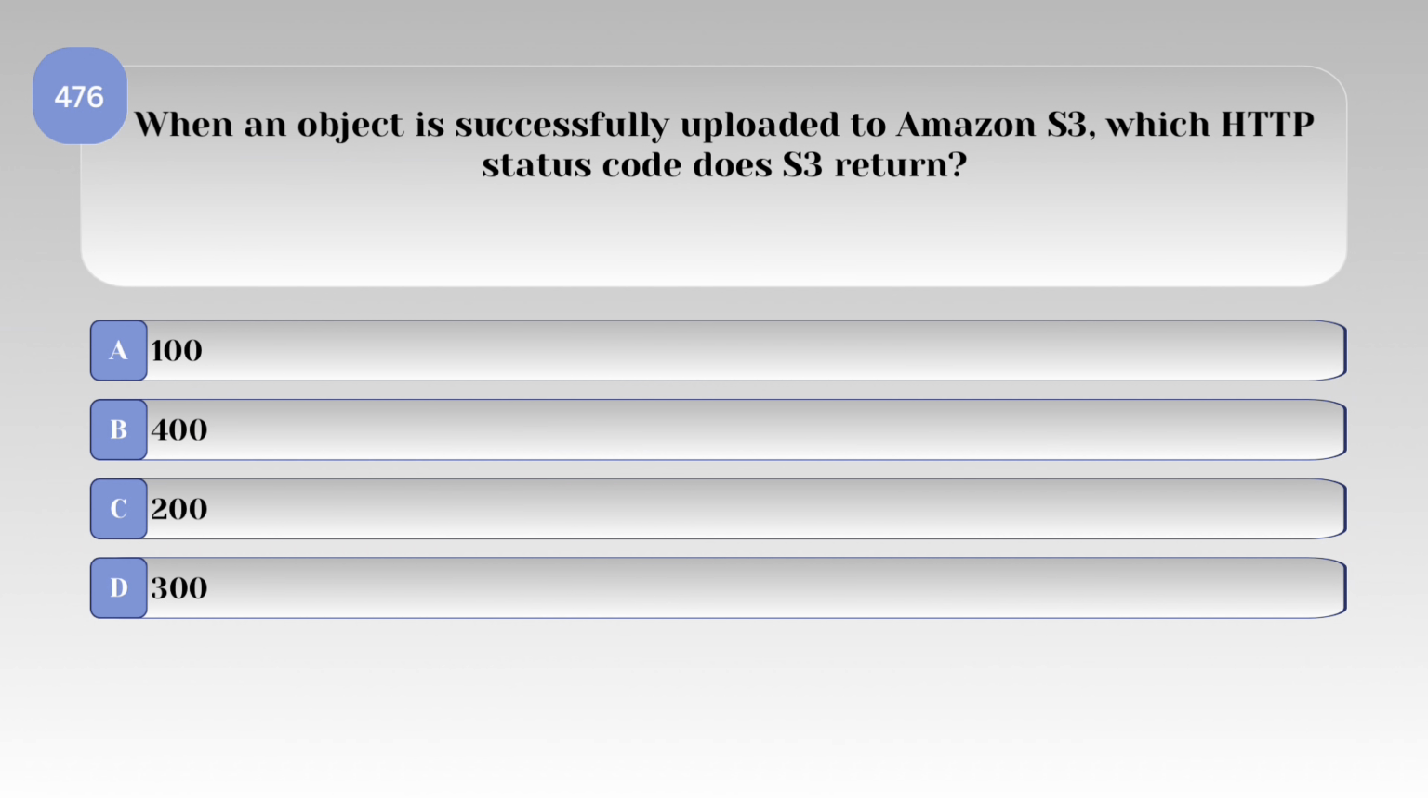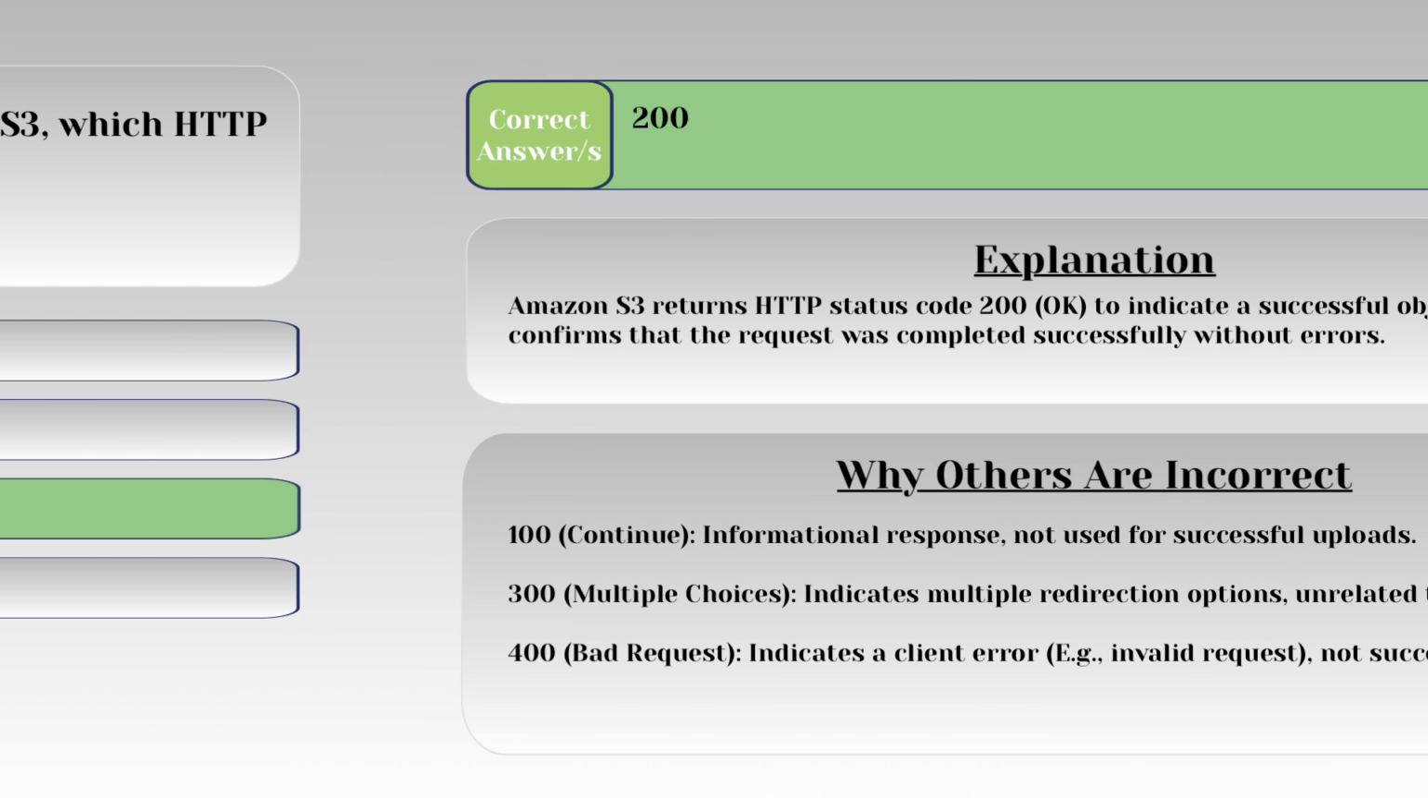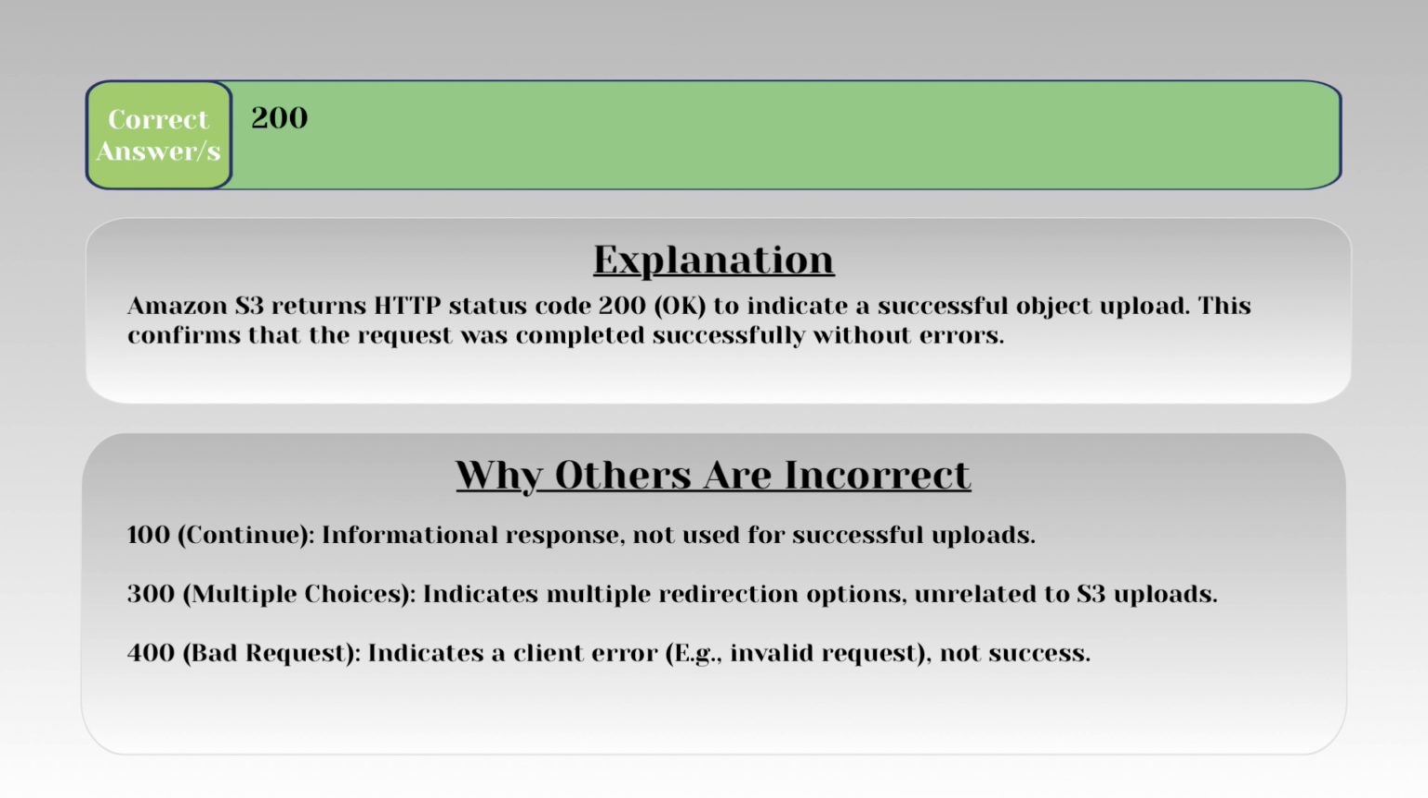When an object is successfully uploaded to Amazon S3, which HTTP status code does S3 return? Correct answer: 200. Explanation: Amazon S3 returns HTTP status code 200, OK, to indicate a successful object upload. This confirms that the request was completed successfully without errors.